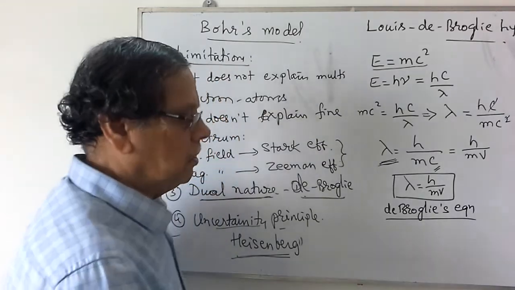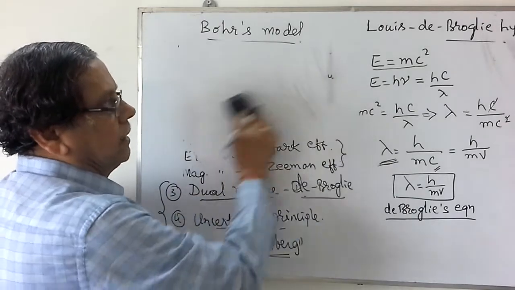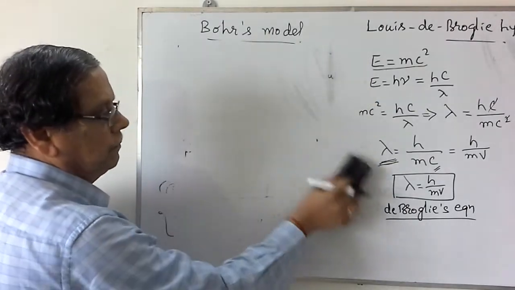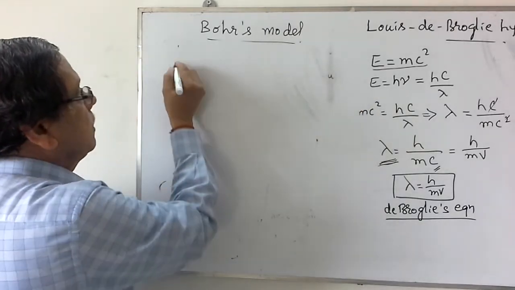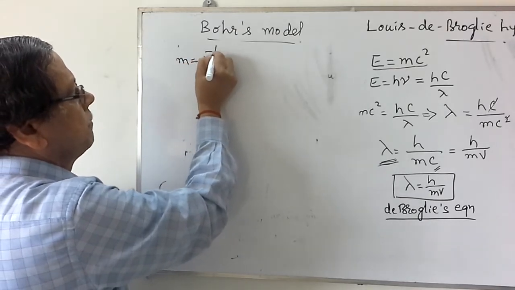Let us take one or two examples for this, that is for de-Broglie's hypothesis. Suppose you are having a particle moving, having a mass is equal to 10 to the power minus 4 kg.